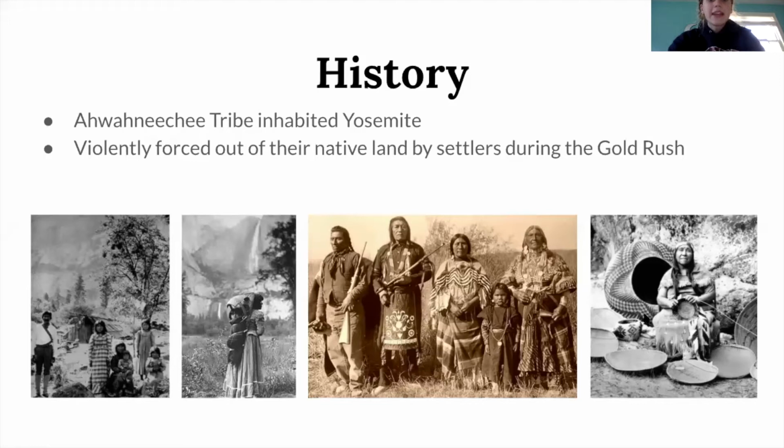History of Yosemite. The indigenous natives of Yosemite lived there for nearly 3,000 years, but there is traces of human activity in the park from 8,000, 10,000 years ago. The most prominent natives called themselves the Awanichi.